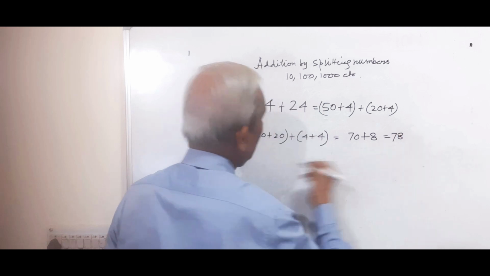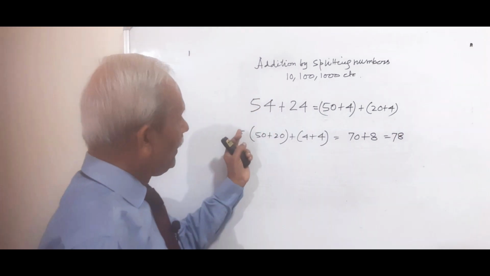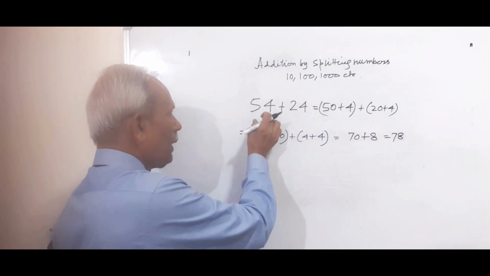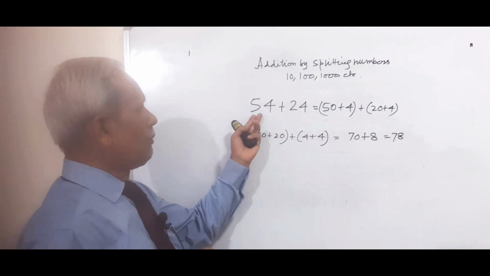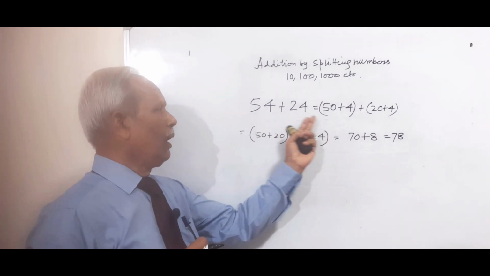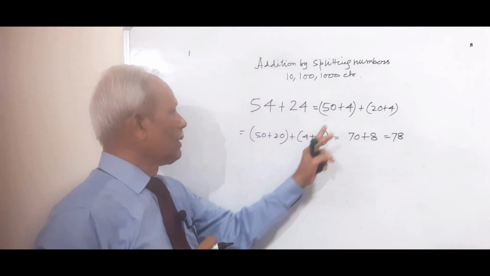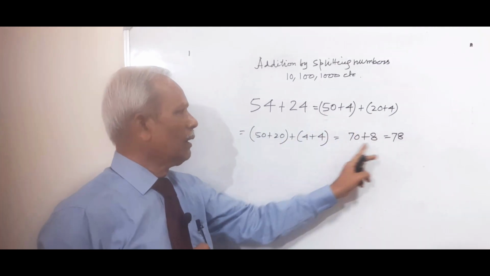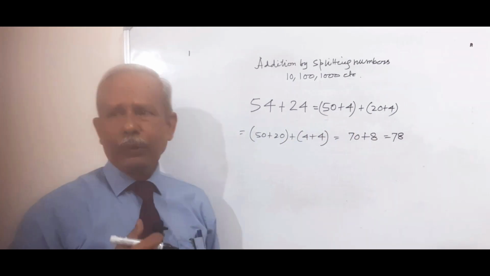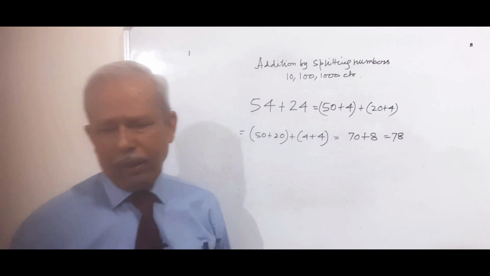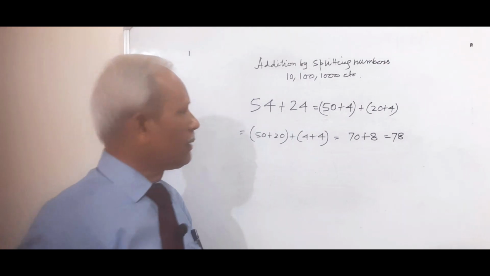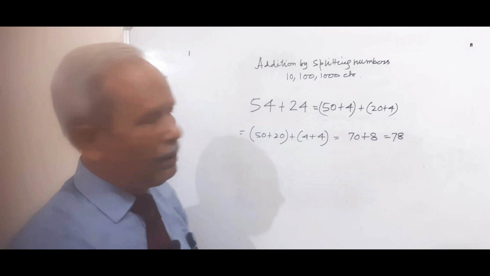This we can do mentally by splitting the numbers. So what you have done is split 54 into 50 plus 4 and 24 into 20 plus 4, and then 50 plus 20 is 70, 4 plus 4 is 8, 78. We can even do this calculation mentally, right? Now let me show you another example of this type of problem.